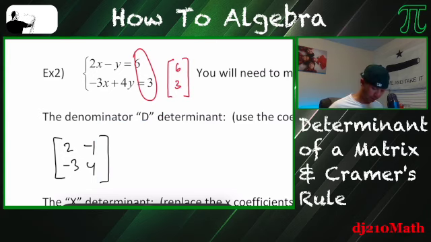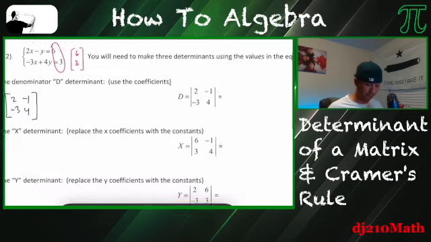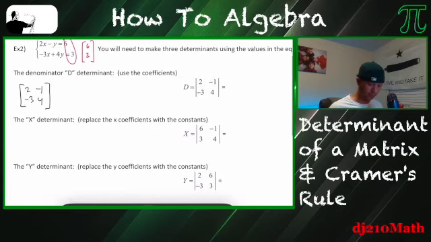Okay, so first off, they've already done it, right? They've already done it. So we're going to first just figure out what the determinant is of the coefficients. So we're going to multiply and subtract the diagonals. So 8 minus -3 times -1 is +3. So 8 minus -3, which is 5.